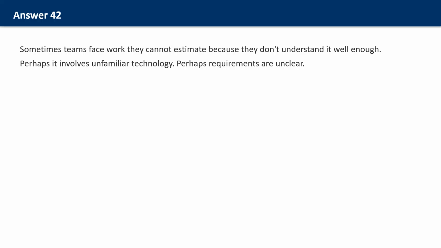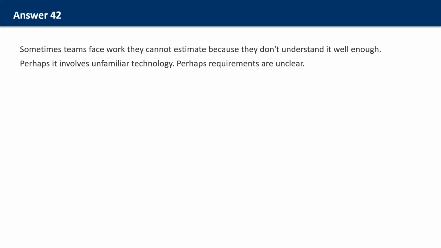Another aspect of estimation uncertainty is the wideband Delphi technique, an expert-based estimation approach. A panel of experts provides estimates independently. Results are shared anonymously. Outliers explain their reasoning. Experts revise estimates. This iterates until consensus emerges. Planning poker is actually a variation of wideband Delphi applied to agile contexts. The principles are the same: independent estimation to avoid anchoring, discussion of differences, and iteration toward consensus.